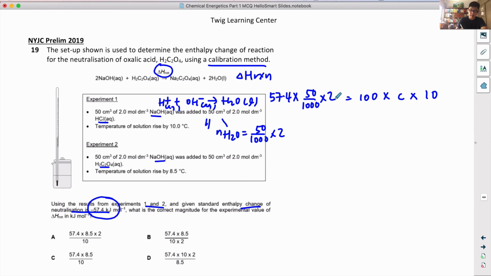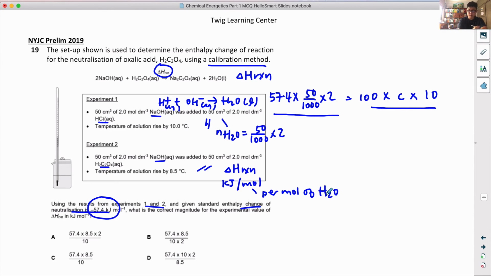This is the amount of heat given off from the reaction, which goes into the water, so it is the heat absorbed by the water, assuming there's no heat loss to the environment. For this experiment, there's an enthalpy of reaction in kilojoules per mole, and this per mole is per mole of water. I'm going to write down per mole of water formed.